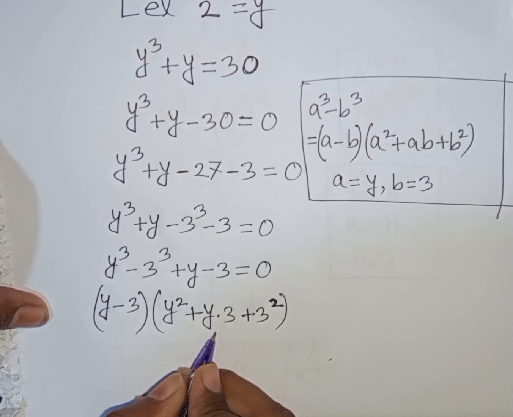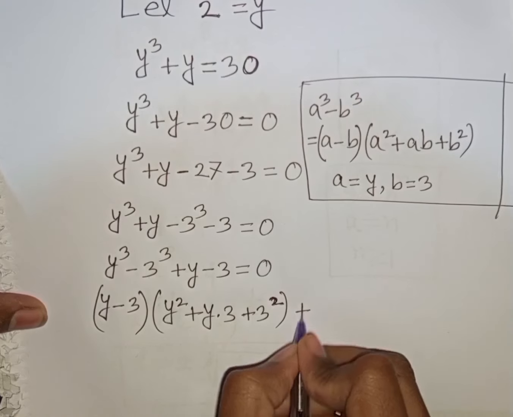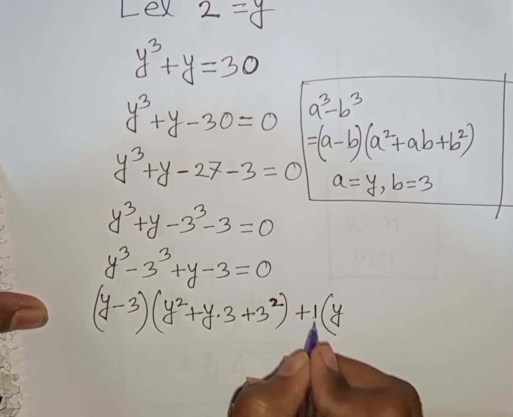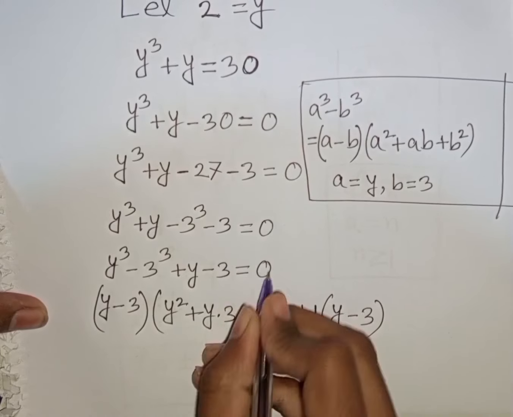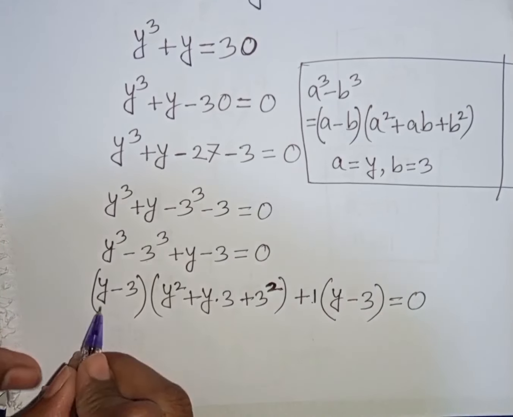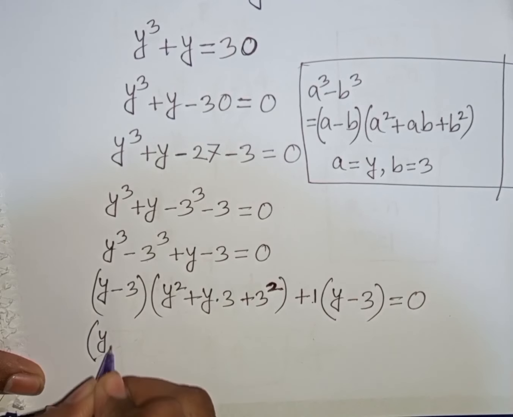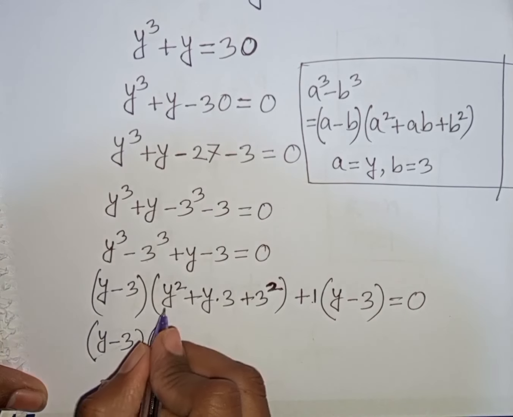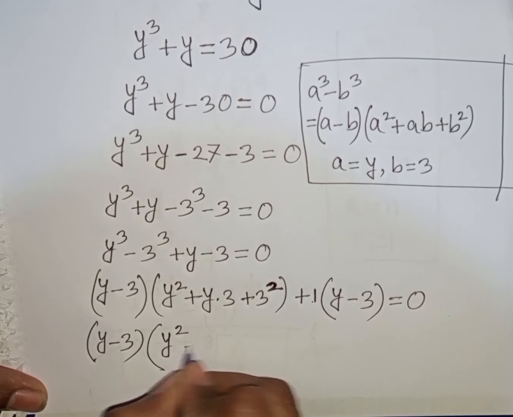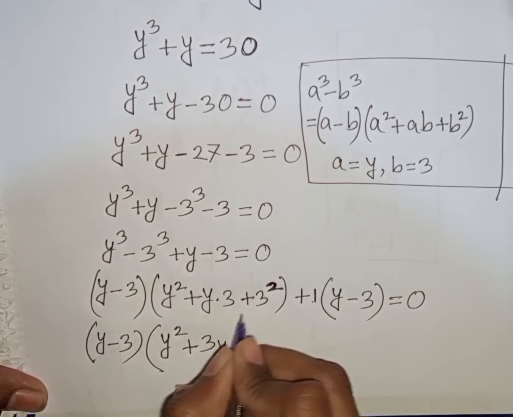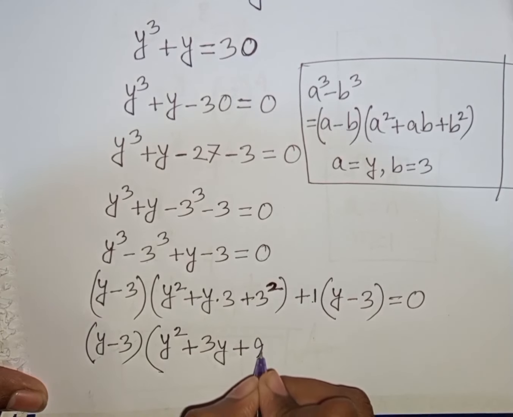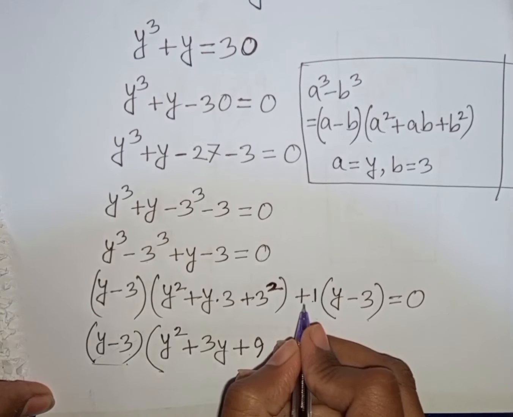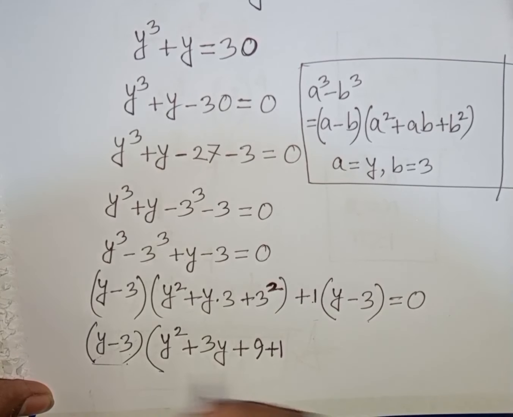That means this is the formula of a cube minus b cube. Then plus, here plus 1 is common, so plus 1 is out of the bracket, so this divided by this, that means it will be y minus 3 divided by plus 1, that means it will be minus 3, then bracket close is equal to 0. Now we see y minus 3 is common, so we take common y minus 3, so bracket y minus 3 is out of this bracket. So this divided by this, that means y minus 3 will be cancelled. So we have y square plus y times 3, that means 3y, plus 3 square is the same as 9. Then this divided by this, that means this y minus 3 will be cancelled. So here plus 1. Then bracket close is equal to 0.